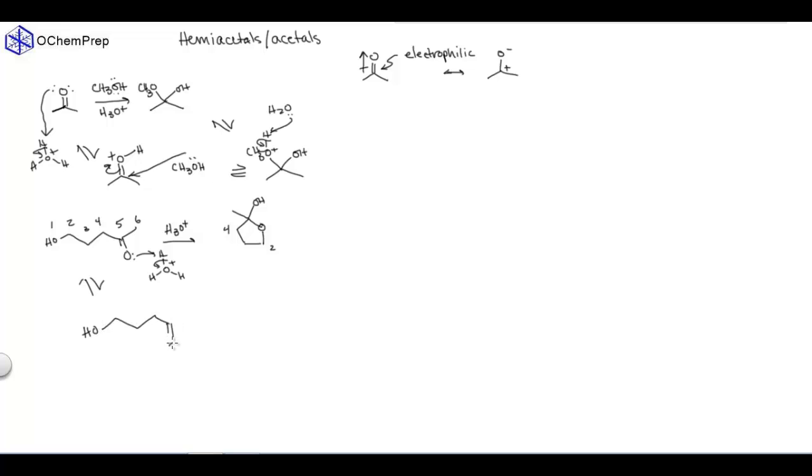And we have now our protonated carbonyl. Here comes the nucleophile closing the ring. And let's set it up so it looks just like that one. We have the O, it still has an H on it. And then our 5-membered ring still has a methyl group.